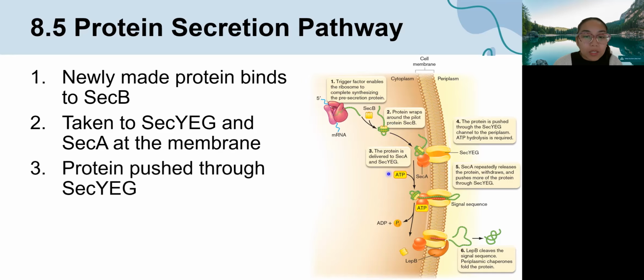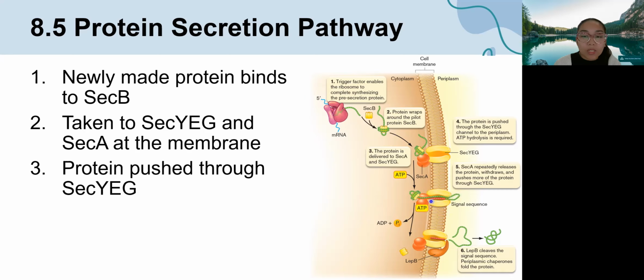And then what happens is the SecA uses ATP to shove it through, basically. That's really what's happening here: ATP is being used, and the protein that is supposed to be exported is being shoved through the SecYEG channel. So that happens, and the whole thing is being moved.